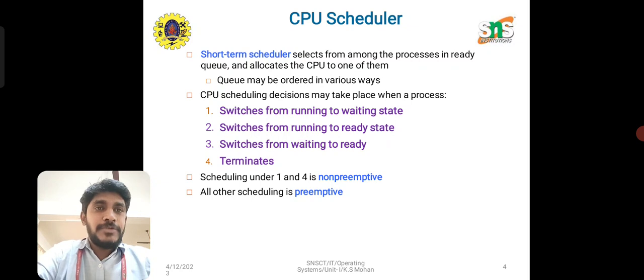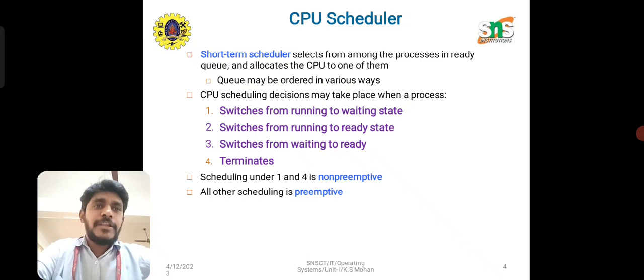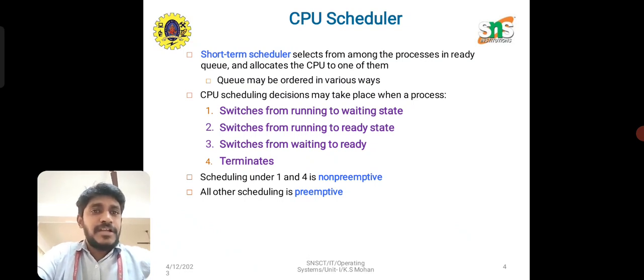The CPU scheduler is nothing but a short-term scheduler. It selects from among the processes in the ready queue and allocates the CPU to one of them. The queue may be ordered in various ways. CPU scheduling decisions may take place when a process switches from running to waiting state, switches from running to ready state, switches from waiting to ready, and finally when it terminates.